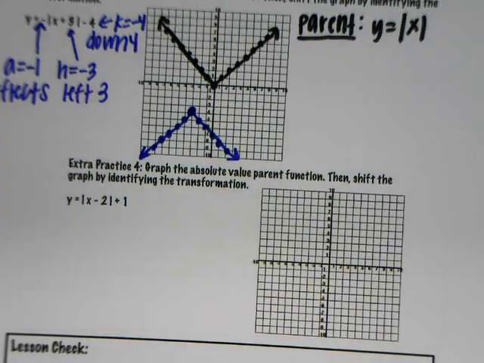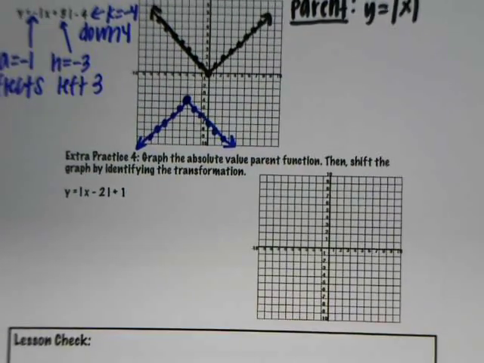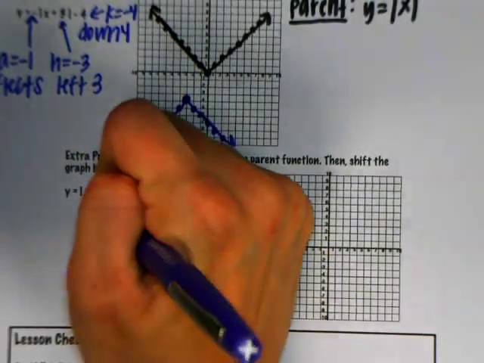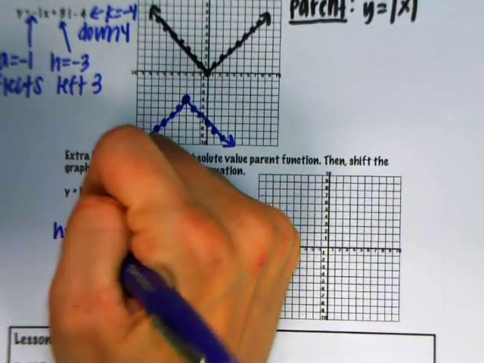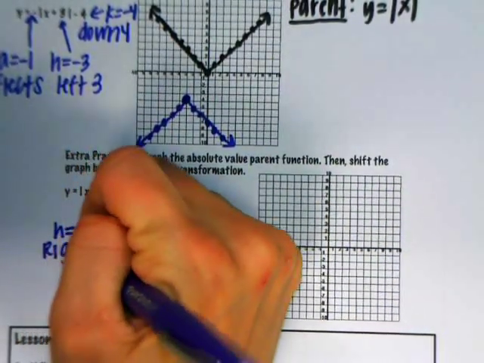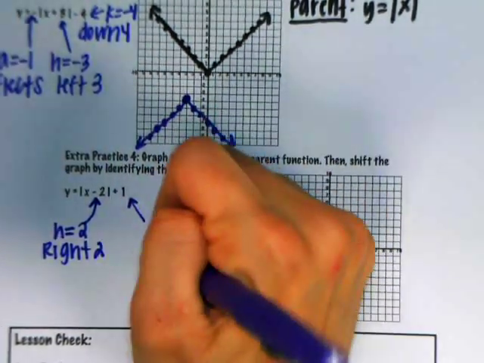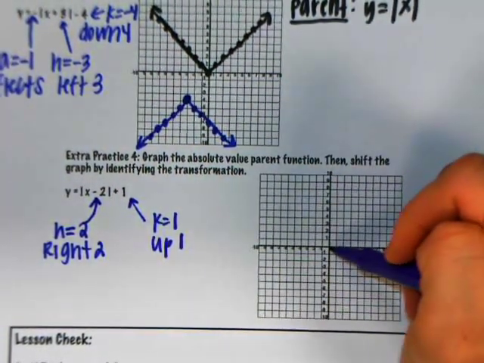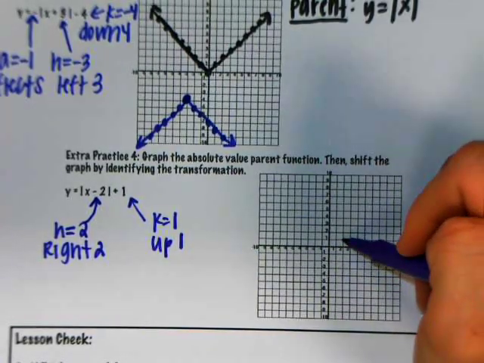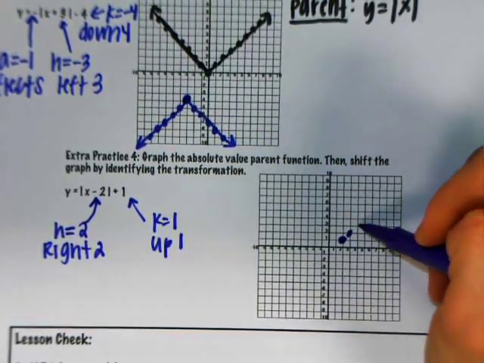Okay, so for this one, guys, we don't have an A, so nothing's going to happen there. What's the minus 2 tell us we're going to do? Yeah, we're going to go right 2. And then what about the plus 1? Yep, up 1. So just move your vertex from the origin, right 2, up 1. And then just draw your V from there.